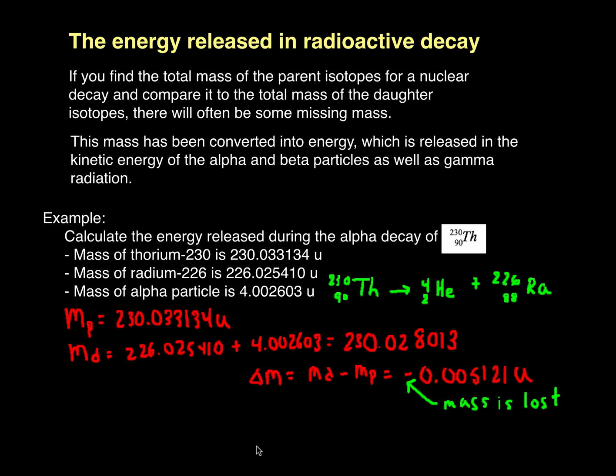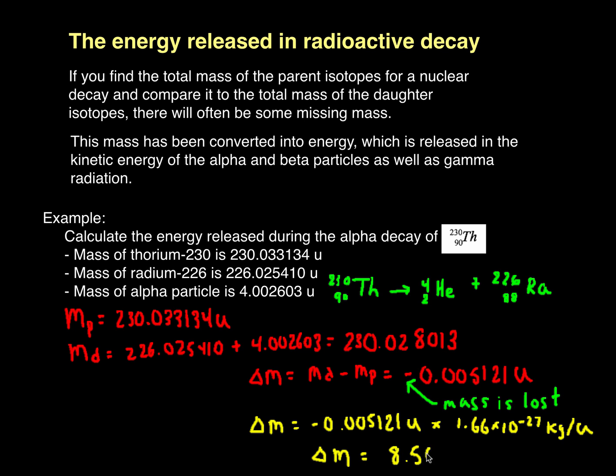We can convert this mass into kilograms. The change in mass in kilograms is negative 0.005121 atomic mass units times 1.66 times 10 to the negative 27 kilograms per atomic mass unit. This gives us a change in mass equal to 8.50086 times 10 to the negative 30 kilograms.